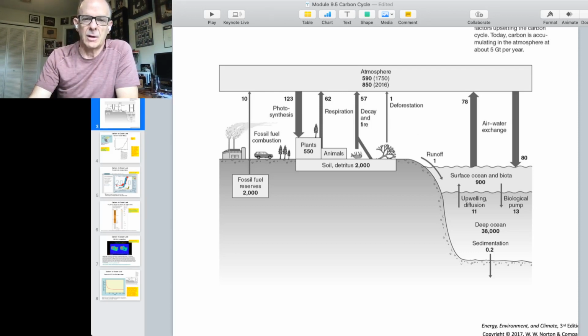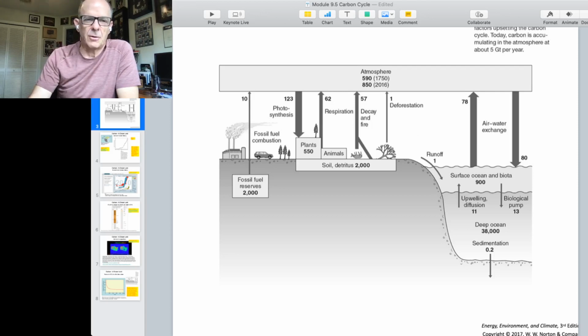That's respiration, and that's the 62 gigatons going back into the atmosphere from animal respiration. When those plants and animals die, that leads to, in the surface layers, a significant reservoir of carbon. That's the soil detritus box that is the same size as the fossil fuel reserve box. But some of that carbon goes back into the atmosphere.